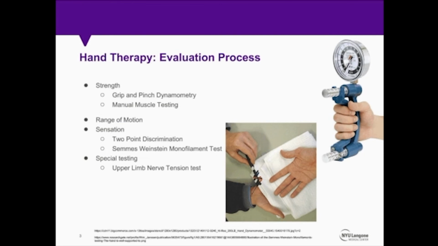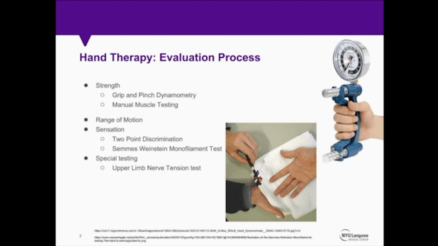So after the doctor diagnoses the patient and the patient arrives at hand therapy with their referral, we'll go through our own evaluation to assess the patient's current level of capability, which will govern the interventions that we will implement. Strength is, of course, assessed by the Jamar dynamometry and manual muscle testing. Patients are also screened for range of motion deficits, which will be formally measured via goniometry if necessary. Sensation is assessed via 2-point discrimination and Semmes-Weinstein monofilament testing.